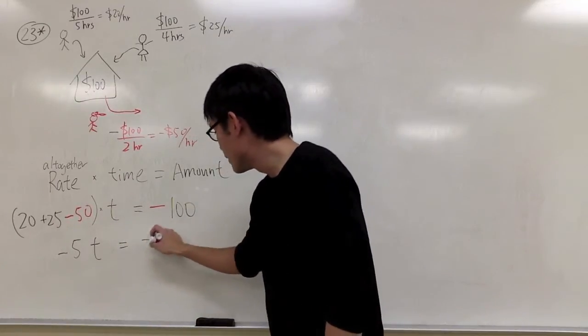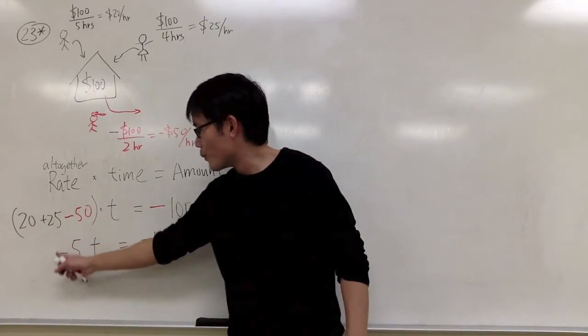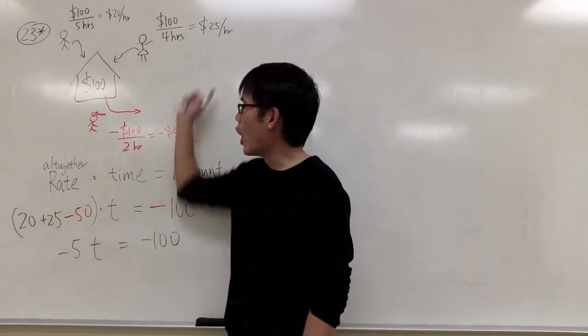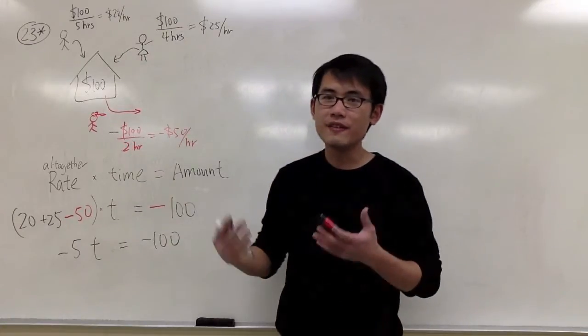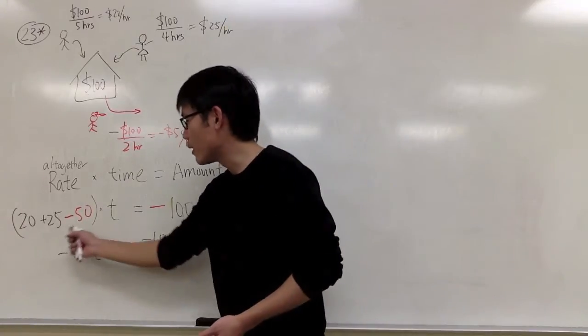That's equal to negative 100. Okay. And one more time, the negative 5 means altogether they are losing $5 every hour. They are losing $5 every hour.